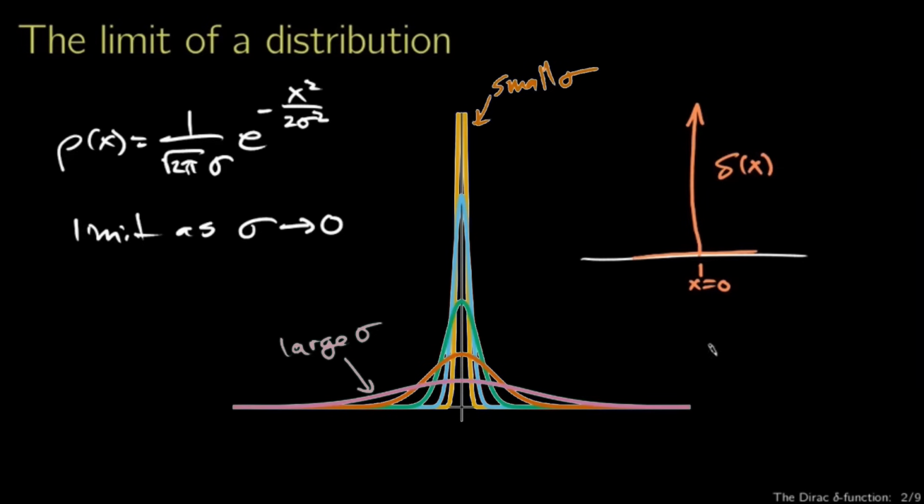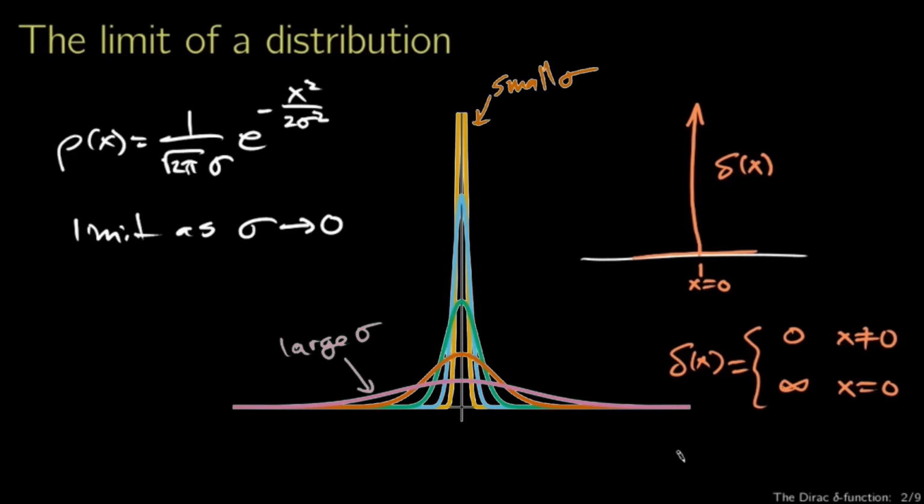You often see delta functions written, in terms of more conventional function notation, as delta of x is equal to 0 for x not equal to 0, and infinity for x equals 0. But this isn't a sufficiently accurate description because it doesn't tell you this property that the delta function is the limit of a distribution. It has a specified integral.